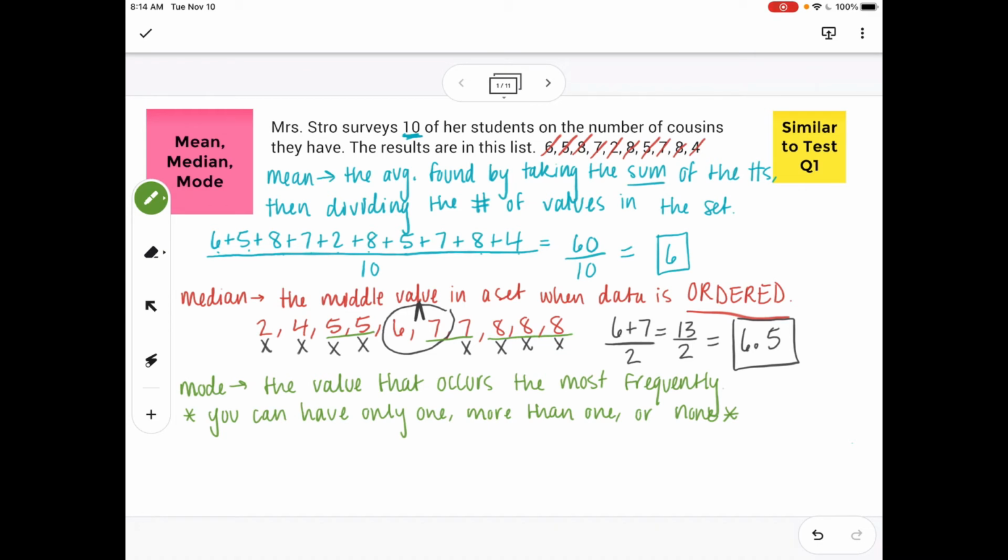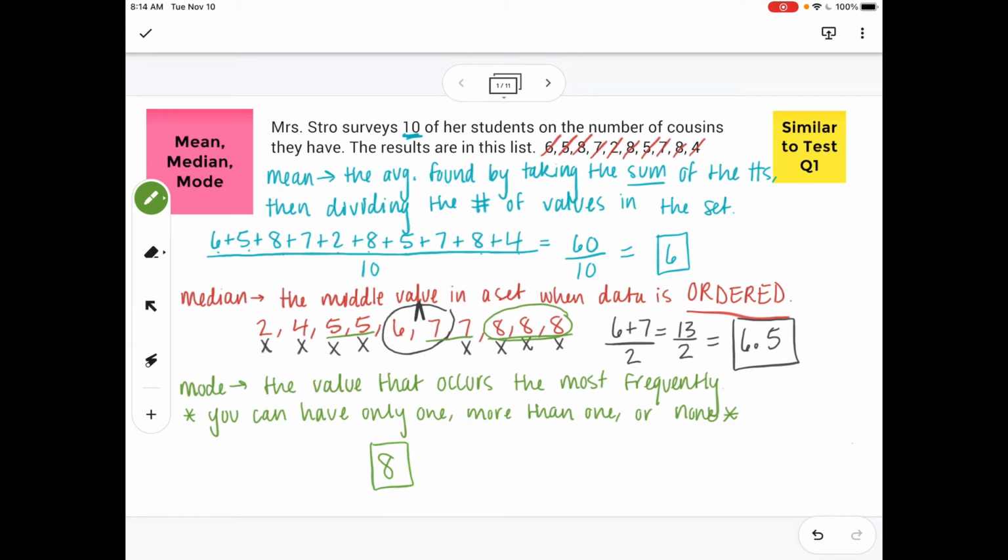So some people think it's the value that occurs more than once. That's not always true. It's the one that occurs the most. In this case, 8 occurs 3 times. That's more than the 2 times that 5 and 7 occur. So our mode here would be 8.